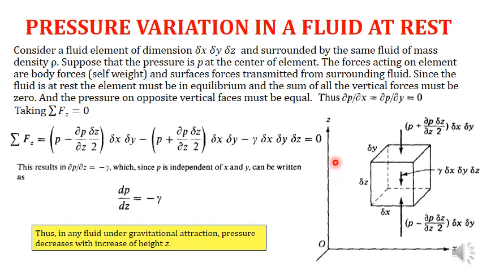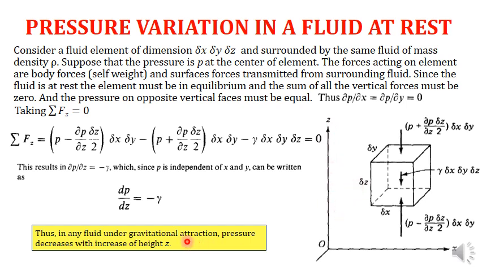If the vertical height of the fluid has a certain density rho, or specific weight gamma, and this is the height of the fluid element, or the total fluid, then for this particular case, where gravitational attraction exists, your pressure decreases with the increase of the height. So this gives you an inverse relationship. If the height of the fluid is increased, then the pressure is decreased.